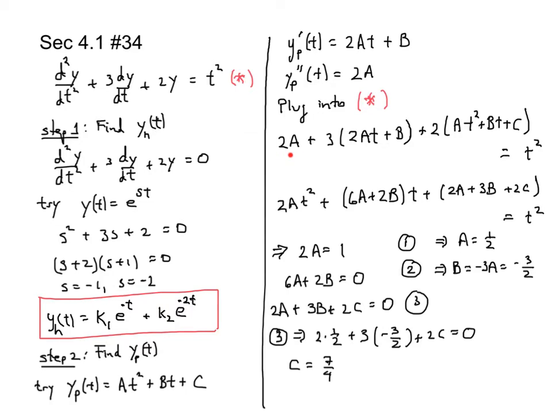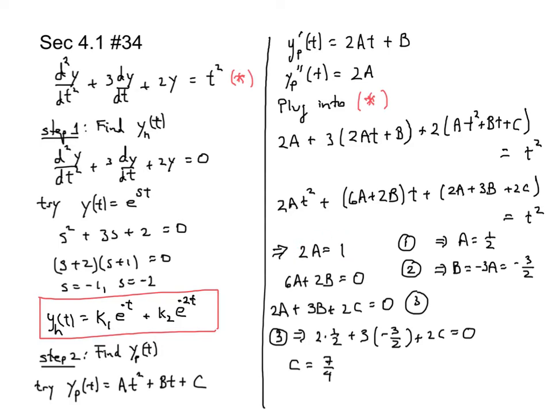Plugging in, we have 2a for the second derivative, plus 3 times our first derivative, plus 2 times the function itself. That's supposed to equal t squared. We collect the t squared terms, the t terms, and all the constant terms, and that's supposed to equal t squared. The equation would then say the coefficient of the t squared, which is 2a, has to equal the coefficient of the t squared, which is 1, and we have this equation.